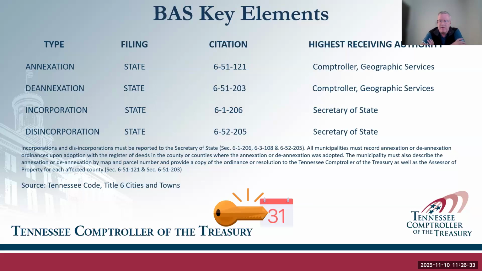Here are some of the most important elements that the BAS looks to capture. Annexations comprise the majority of the changes, but de-annexations occasionally occur. The last incorporation in Tennessee was in 1998 by the town of Three-Way in Madison County, and the last disincorporation was in 2010 by Iron City in Lawrence County.